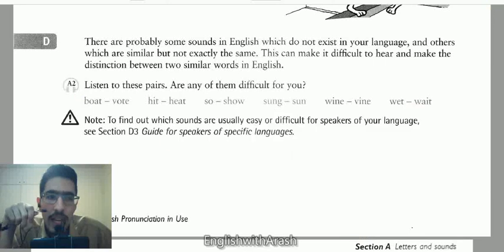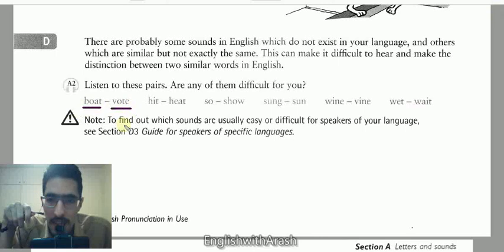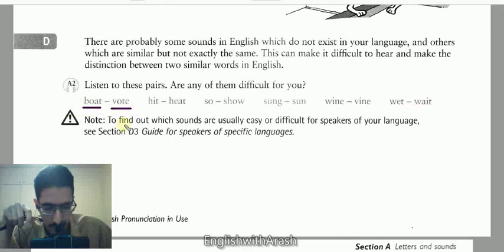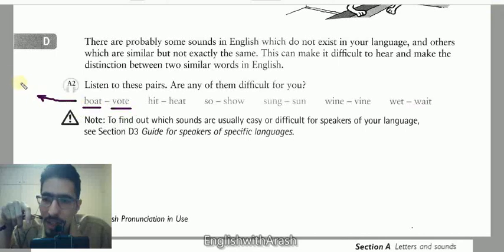So you heard some word pairs here. Can you tell me if they're different? For example, boat, vote. Are they different or are they the same? You say boat, vote, or are they different? For example, for me, they are the same. I pronounce them the same.